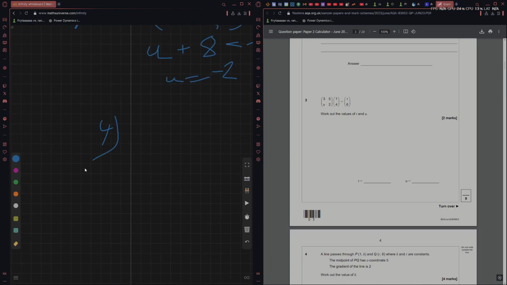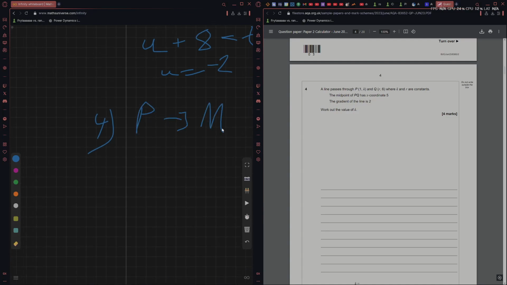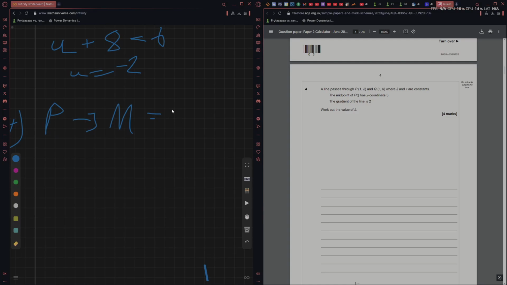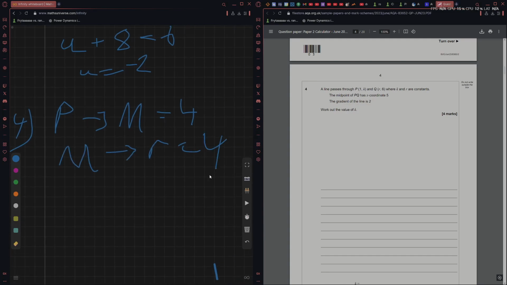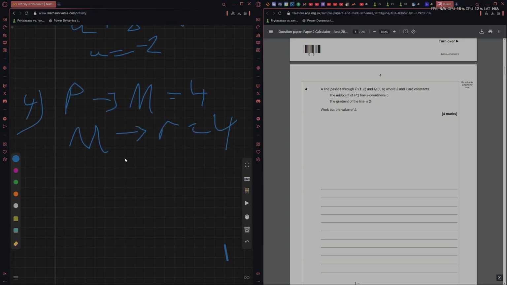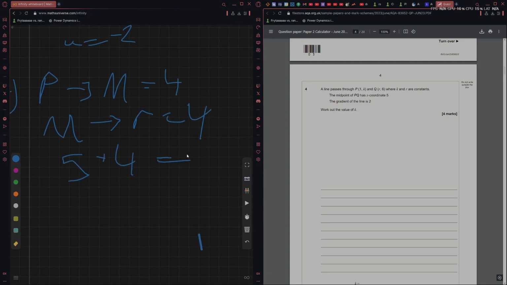Right, question 4. We've got this midpoint question. So we have 1, k and r, 6. The midpoint is 5 at the x coordinate. So we know that the distance between P and the midpoint M equals 4, because the midpoint has x equal to 5 and this is 1. Now we know that the distance from M to R should also equal 4 because it's the midpoint. So R must equal 5, which is the midpoint, plus 4, which equals 9. So r equals 9.